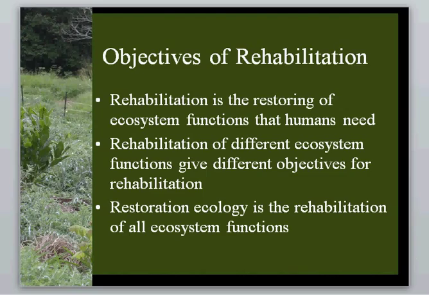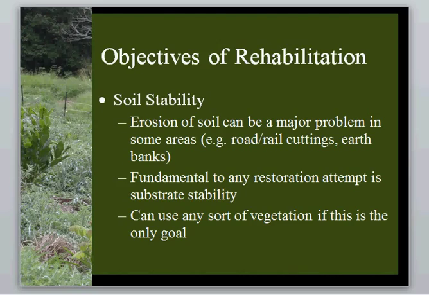Alright, so let's take a closer look at some of these objectives of rehabilitation. Soil stability. Erosion of soil can be a major problem in some areas, particularly where the earth is left naked or uncovered by vegetation, particularly in a wet tropical environment when there's lots of rain about. You can get a lot of erosion of the soil, failure of the slopes, and so on.